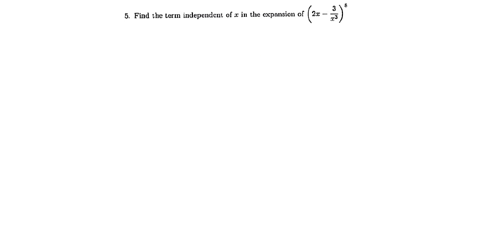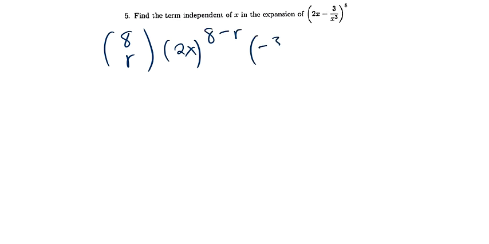The same question is repeated. So here we have 8 choose r, and then we have 2x in the brackets raised to the power 8 minus r, and then negative 3 over x to the power 3 raised to the power r. Feel free to pause the video and try this one out.